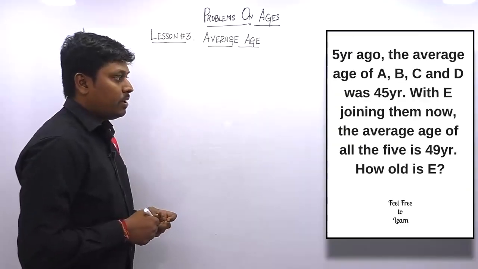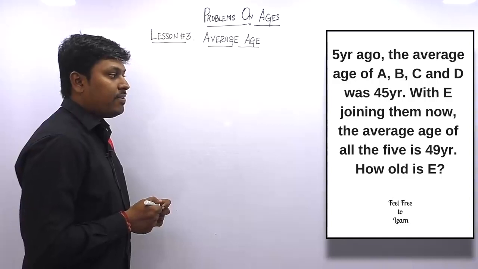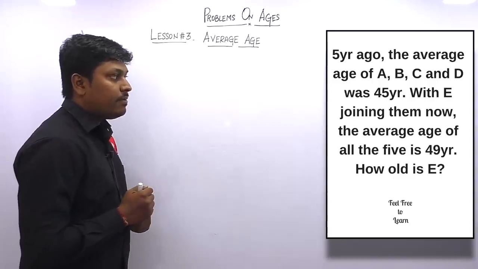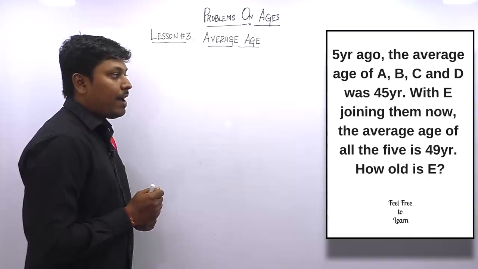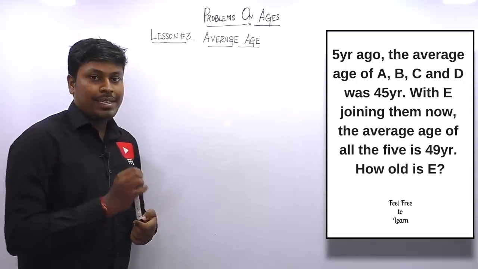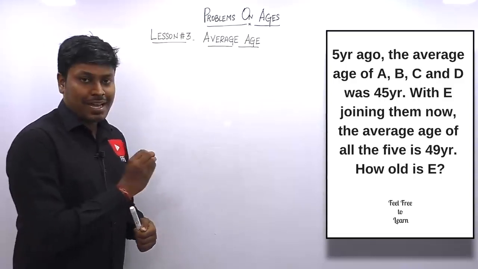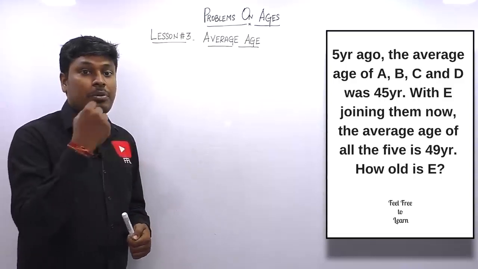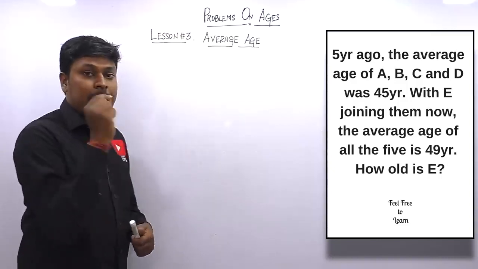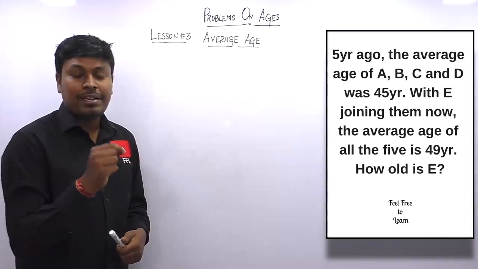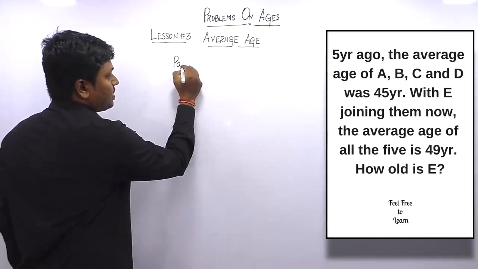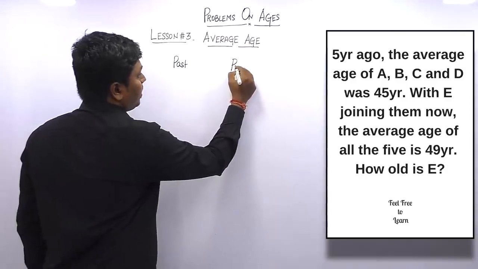Question number 2. 5 years ago, the average age of A, B, C and D was 45 years. With E joining them now, the average age of all the 5 is 49 years. How old is E? Listen to the question carefully. In the first point they are talking about the past, because 5 years ago. In the next point, E joining them now, so in the second point they are talking about the present. Got it? First point is the past and the second point is the present.